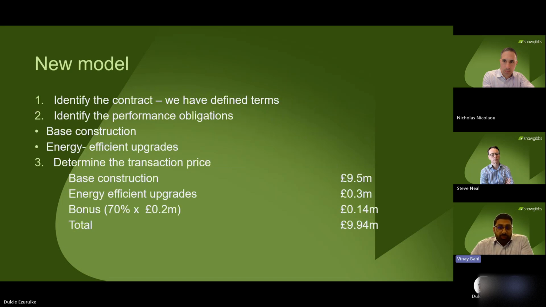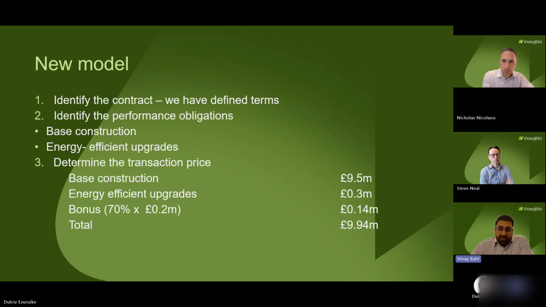So for the new model, companies are going to now have to assess the 5 steps. So identify the contract, we know the terms, identify the performance obligations. Now, under the new model, there are 2 distinct performance obligations, being the construction and then the energy efficient upgrades. Step 3 would be determine the transaction price. So we know the value of the construction and the energy efficient upgrades, but now under the new model, we can recognize part or all of the completion bonus.